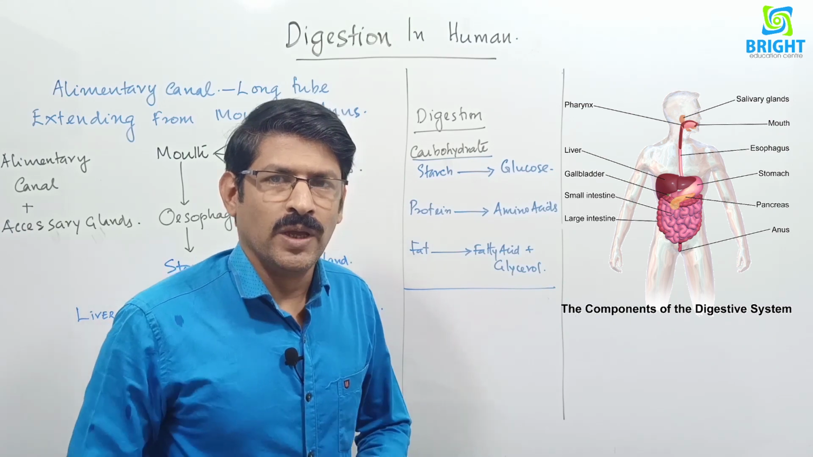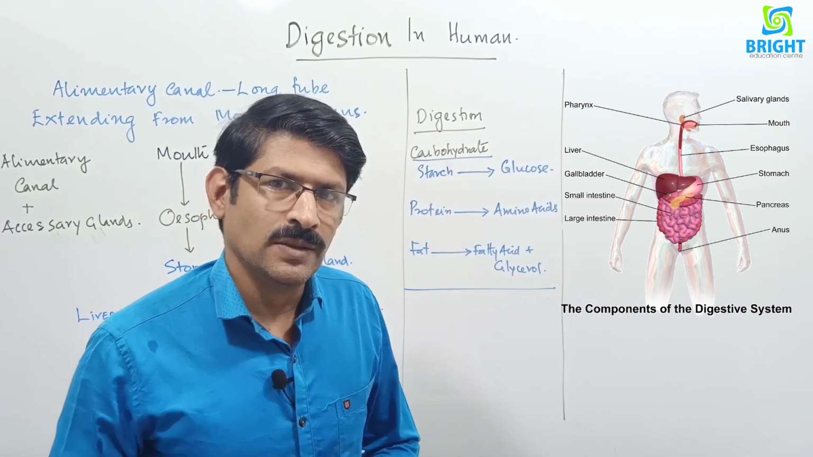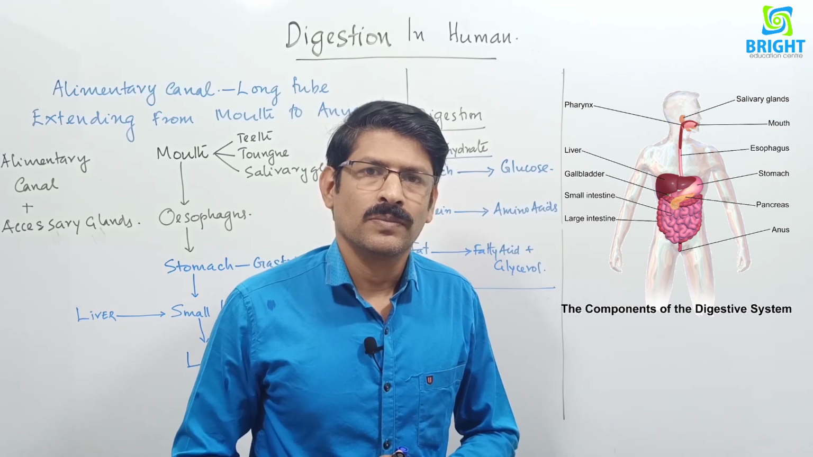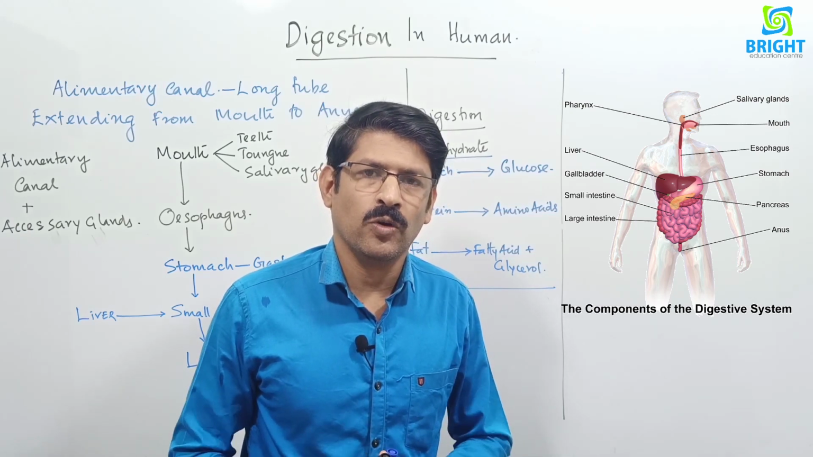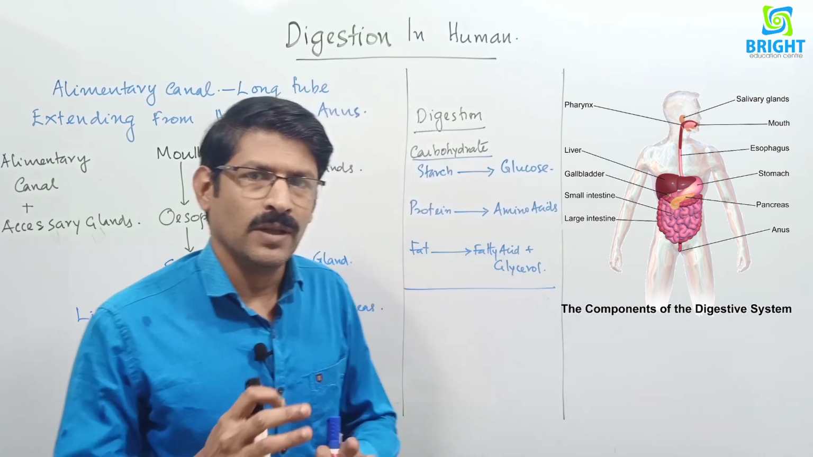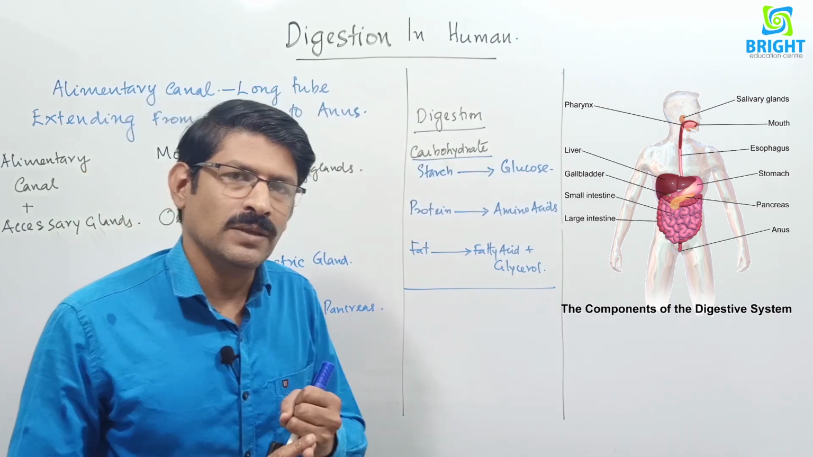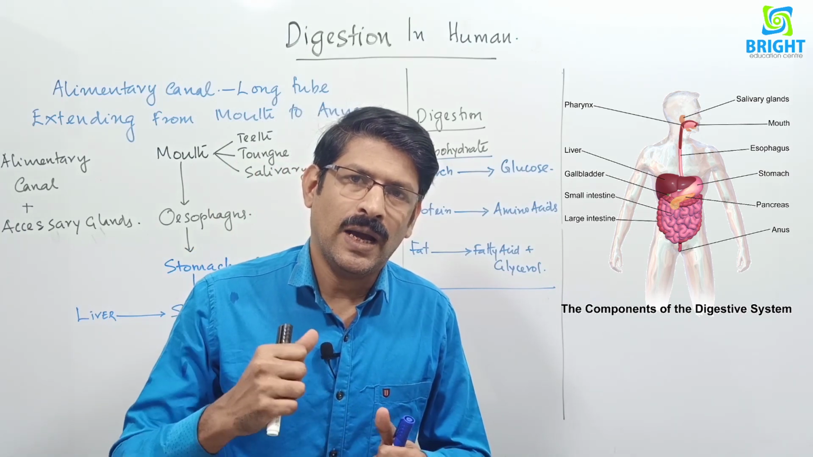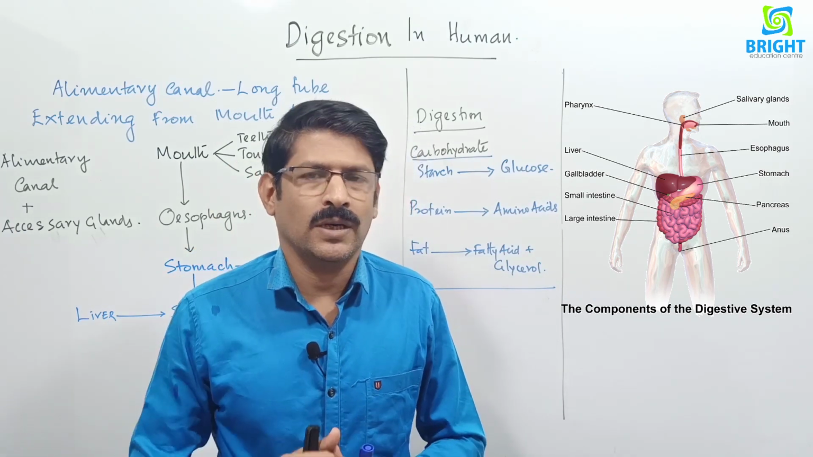Hi students, today we are discussing the digestion in human beings. In the last class we discussed nutrition in heterotrophic organisms. What are the different stages of the holozoic mode of nutrition? That is, it includes ingestion, digestion, absorption, assimilation and egestion or excretion.